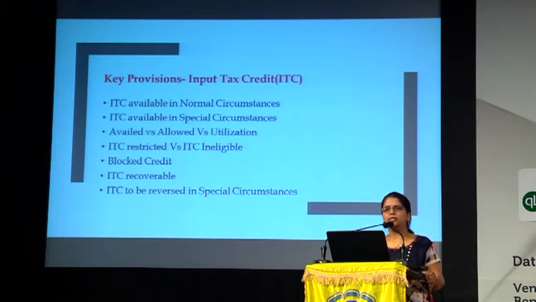ITC to be reversed in special circumstances. What are the general circumstances where we see that it should be reversed? Basically the law says that if you are shifting from the composition scheme to the regular scheme, you are eligible for credit. But if you are shifting from the regular scheme to the composition scheme, then you have to reverse your input tax credit on the stock, because under the composition scheme you are not eligible to claim credits. Yes, so this is a reversal in special circumstances.